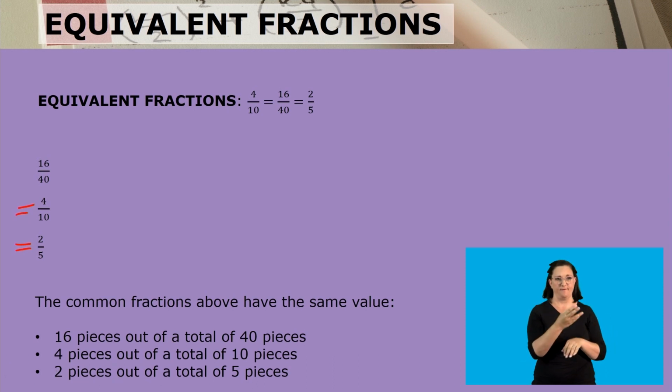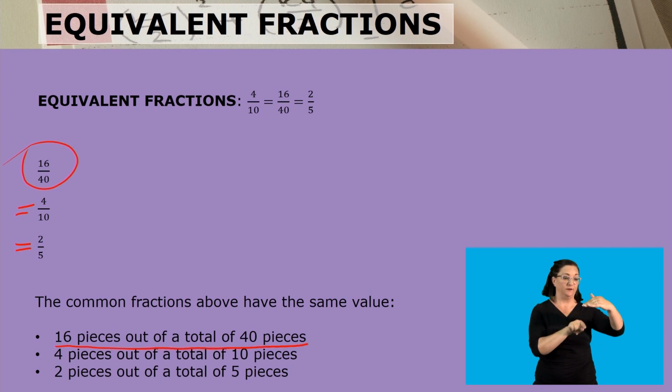Let's look at how. When we look at the first one, this is 16 pieces out of a total of 40 pieces. Remember what a fraction is. It is part of a whole. So that means we have 16 pieces out of a total of 40 pieces.